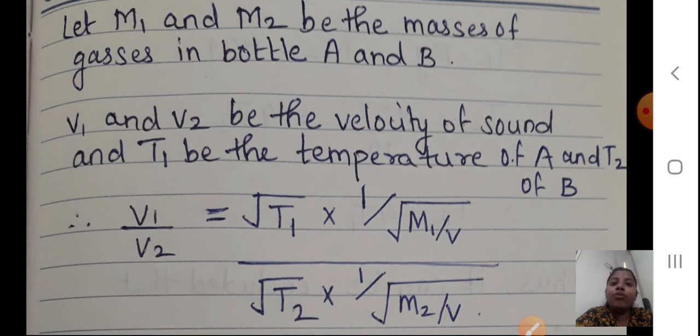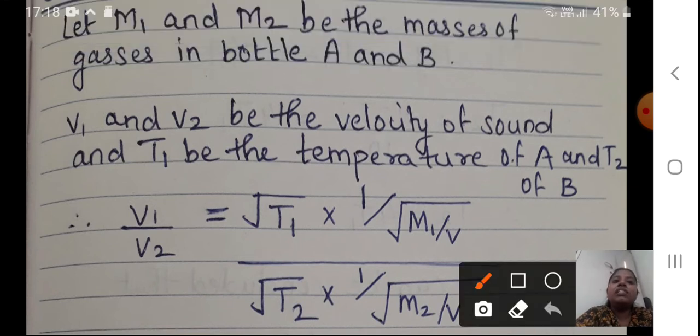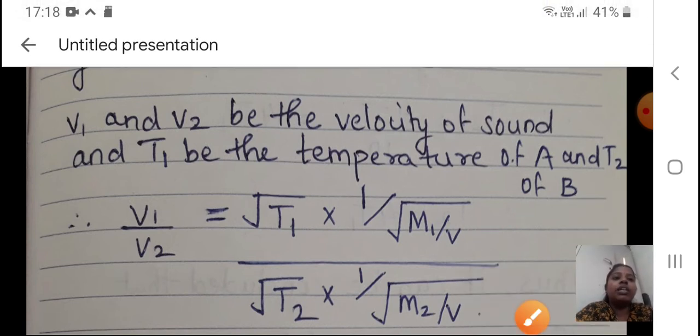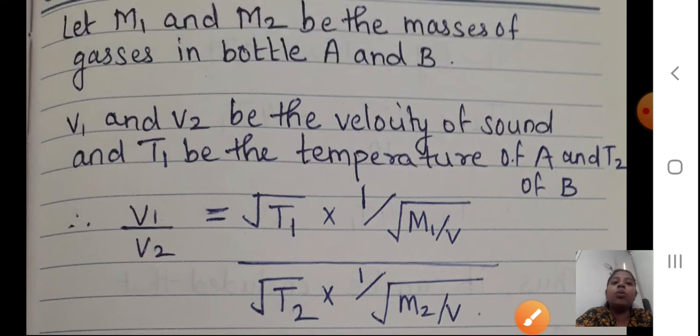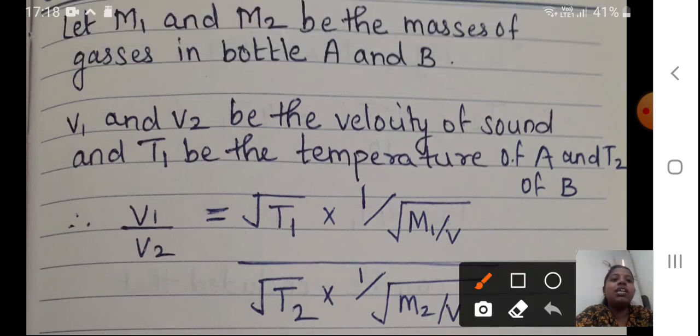Okay. So therefore V1 upon V2, what you are going to get, student, is equal to root T1 multiplied by 1 upon root, now you know density is mass upon volume, so M1 upon V we have taken in the root. Same way root T2. And what you are going to take, 1 upon root M2 upon V. We have used that formula also. Density is equal to mass upon volume. So we have written it as 1 upon root rho. Rho means density. It is mass upon volume. So M2 upon V. Okay, students.